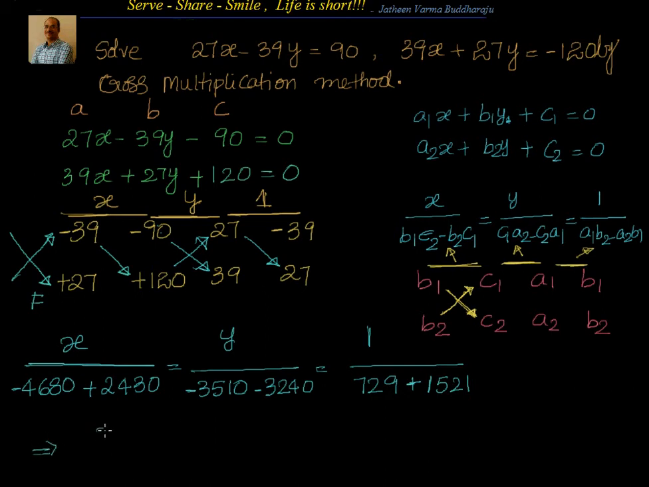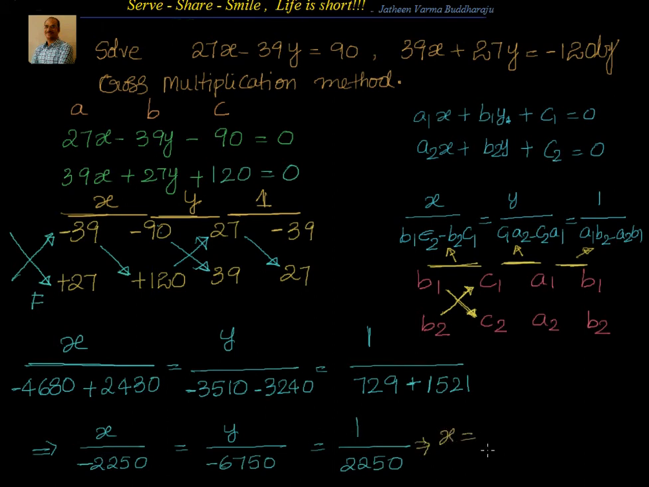So if I simplify that, I will have x by minus 2250 equal to y by minus 6750 equal to 1 by 2250. Now simplify that to find the value of x. You do cross multiplication and you get x equal to minus 1. Similarly, you do cross multiplication of the other two and you get y equal to minus 3. So the values of x and y are minus 1 and minus 3.